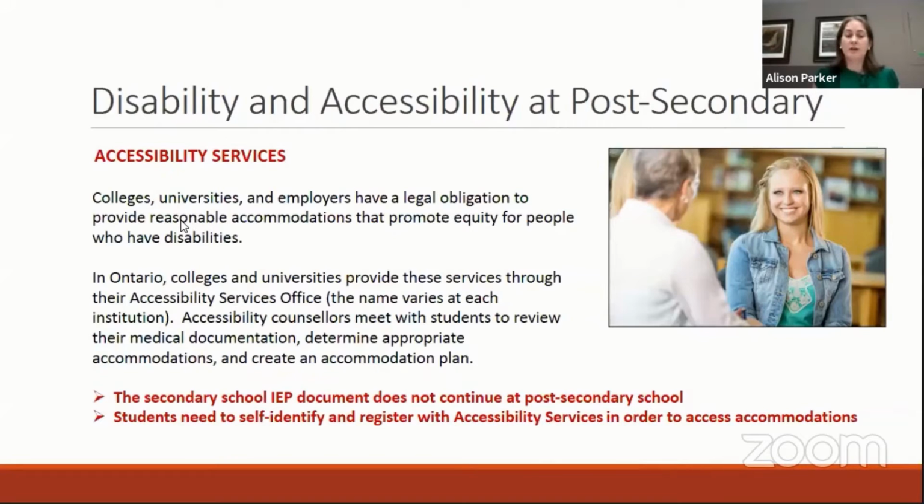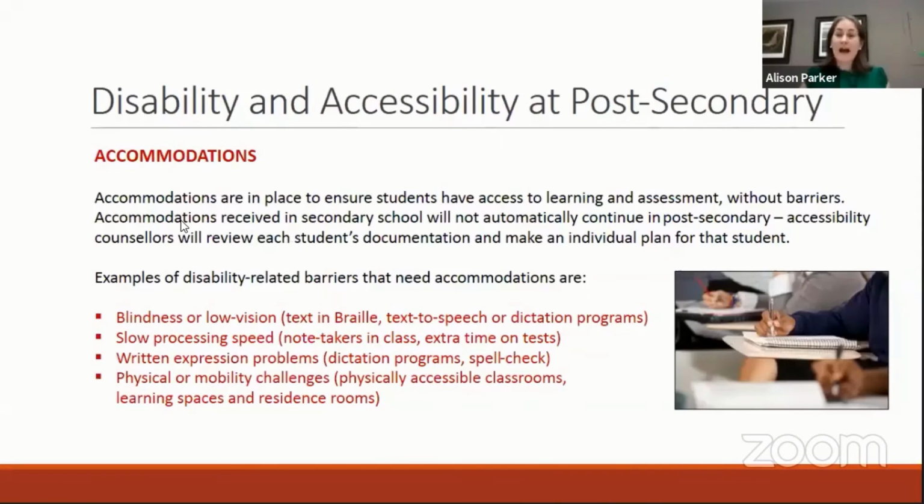Additionally, I do want to reiterate that at college and university, it's the student that needs to self-identify and register with accessibility services. That means making the phone call or sending an email to set up that first appointment. Otherwise, there's no documentation that automatically moves from high school to college or university. They won't have access to any of that documentation unless students share it with them in order to set up those accommodations.